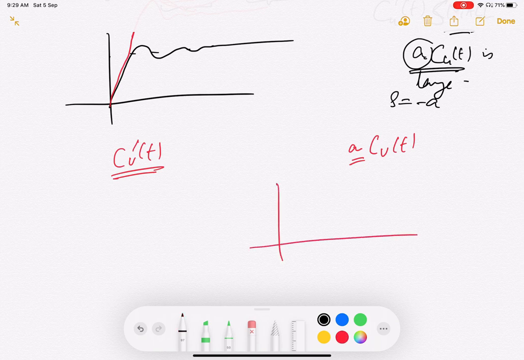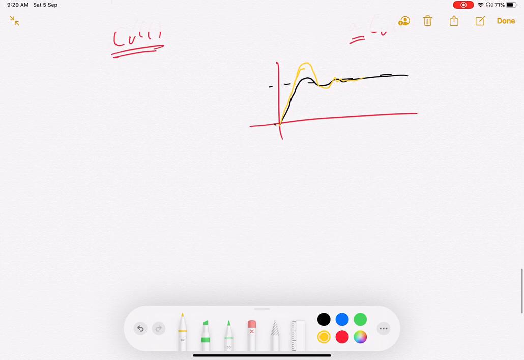So normally if your response is like this, but you have a zero at s equals minus A, and the derivative term is significant as compared to A, you'll have more overshoot. You may expect a quicker response with more overshoot, something like this.